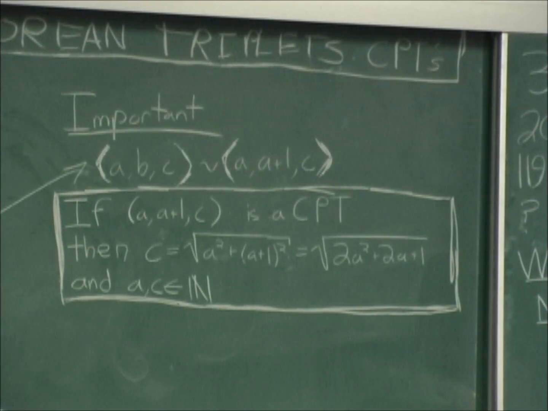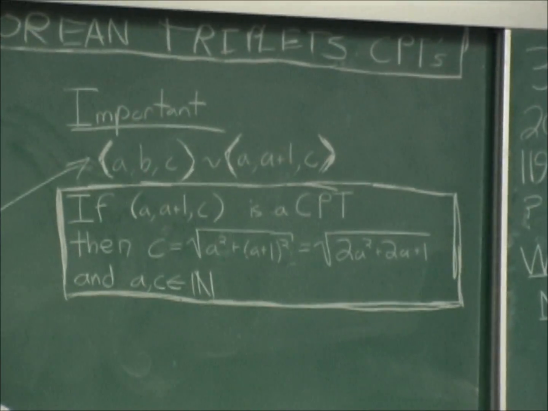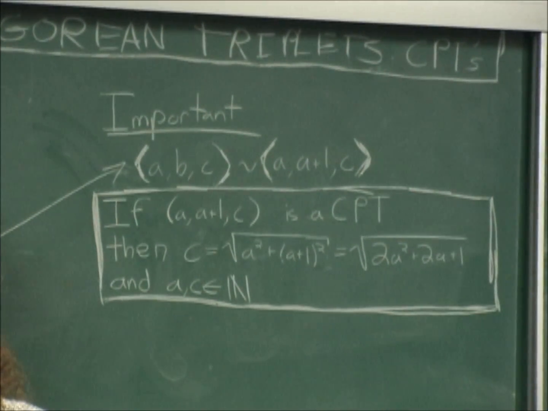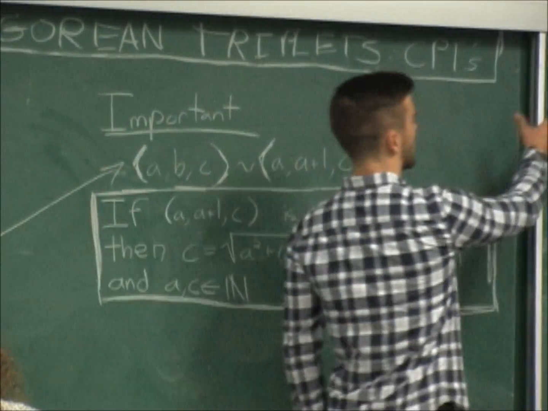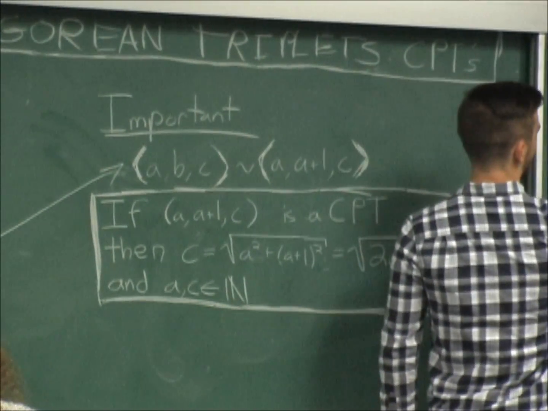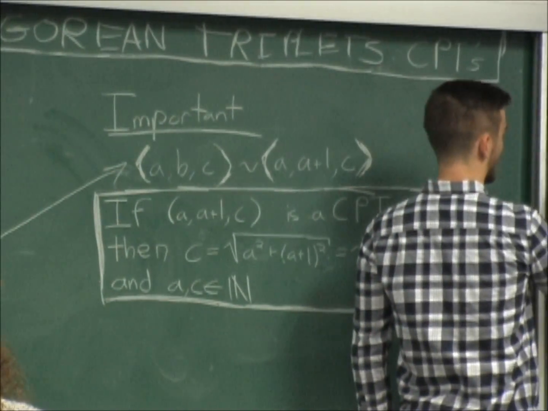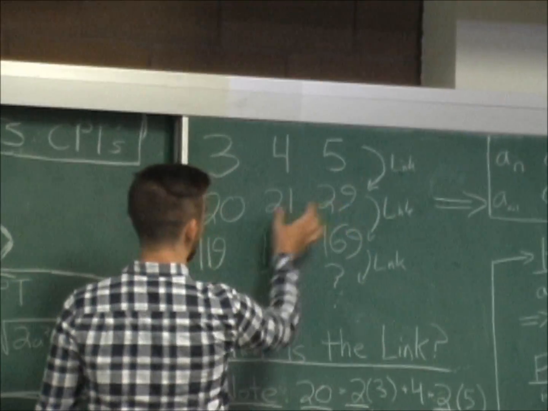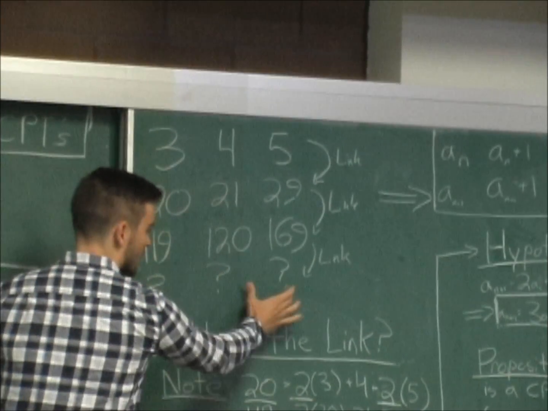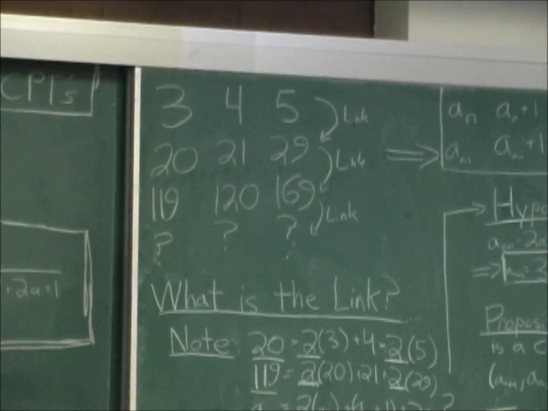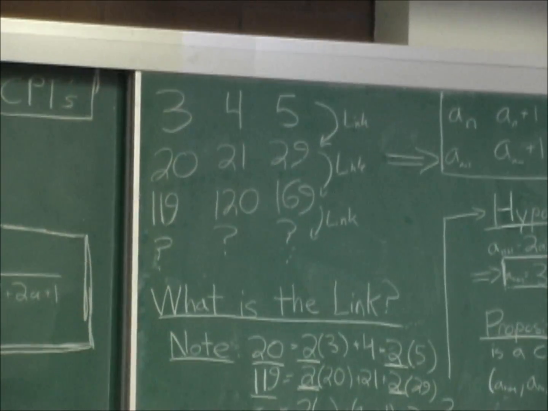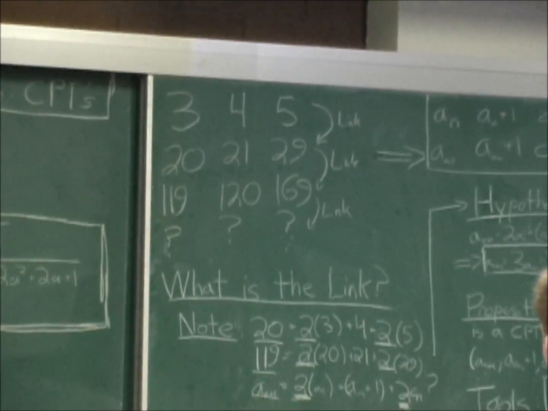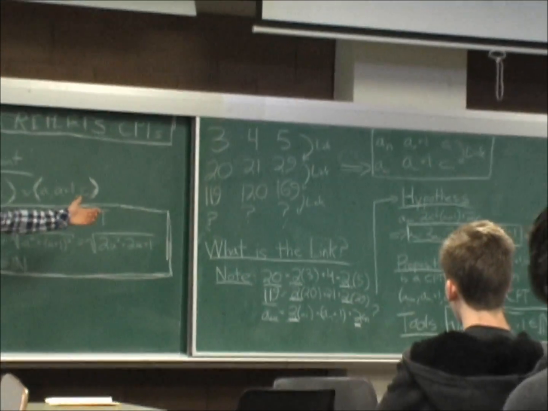So essentially, that's cool. We know how to define one. But the question is, how do we go from 3, 4, and 5 to 20, 21, 29? And how do we go to 119, 120? How do we go from 20, 21, 29 to this, and then this to the next one, and the following ones? How do we get the next triplet? And is there an infinite amount of these triplets?